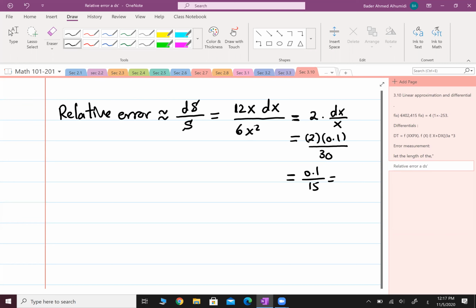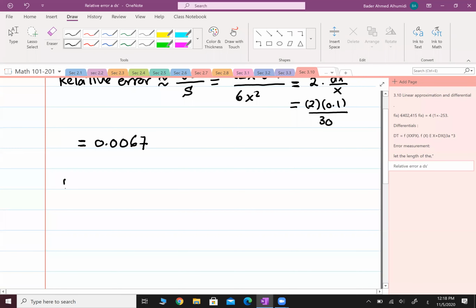So the answer is how much? 0.1 over 15 is the answer. 1 over 150. I need the answer in decimal, so it will be around 0.00667, something like this, or let us approximate it to be 0.067. Of course, that is the relative error. Finally, what is the percentage error?